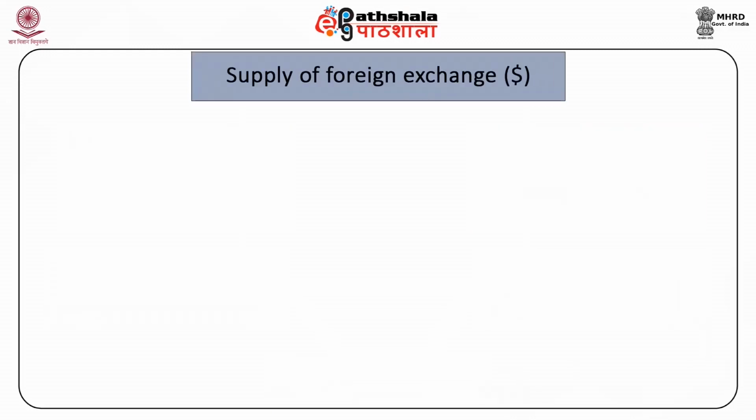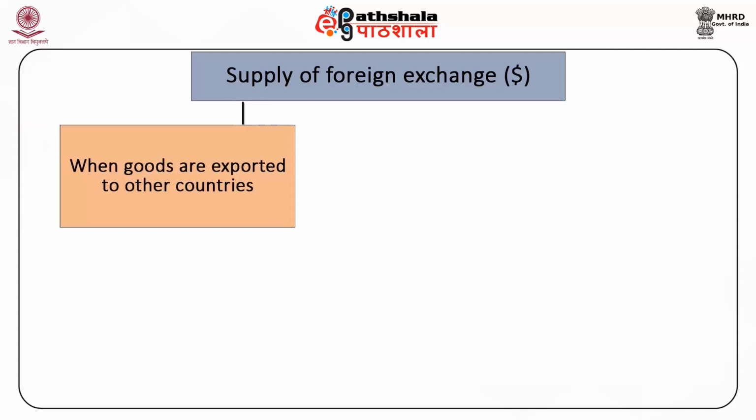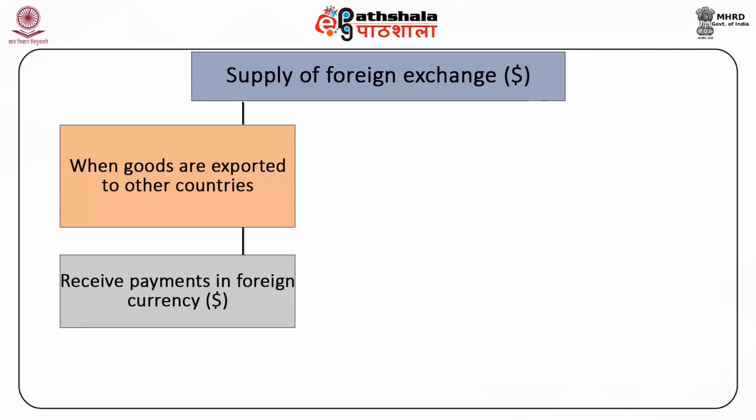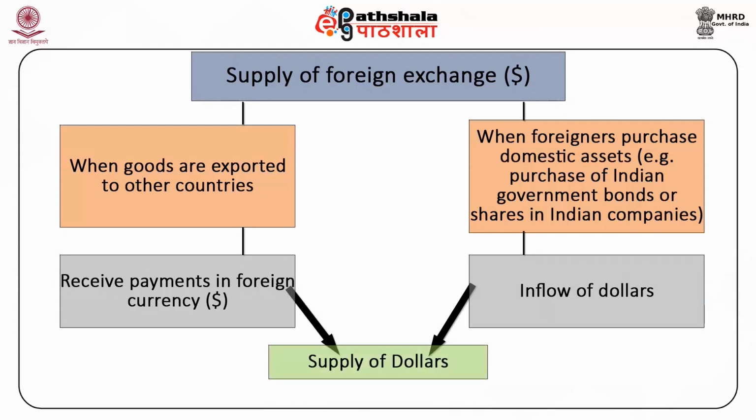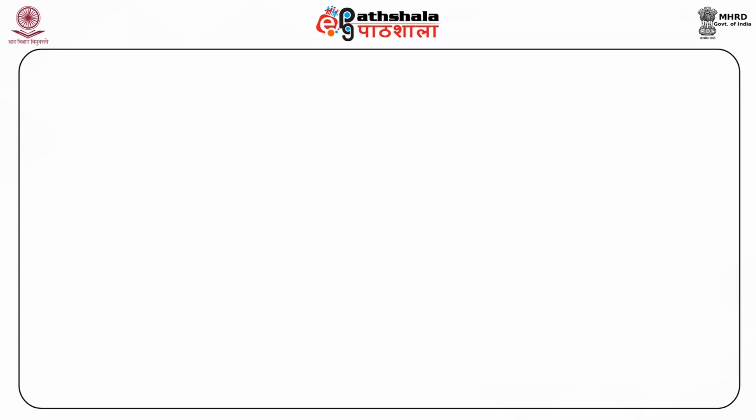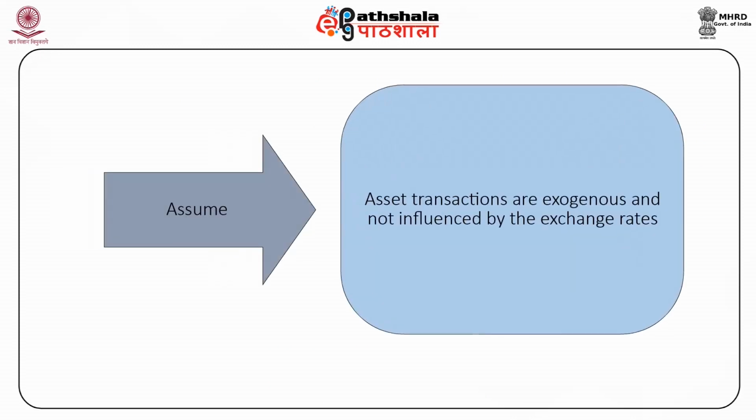The supply of foreign exchange, dollars, is represented by the supply curve S. The supply of foreign exchange results from the following transactions. When goods are exported to other countries, exporters receive payments in foreign currency, dollars, resulting in an increase in supply of dollars. When foreigners purchase domestic assets, for example, purchase of Indian government bonds or shares in Indian companies, there is an inflow of dollars or increase in supply of dollars. For simplicity, we assume that the asset transactions are exogenous and not influenced by the exchange rates.